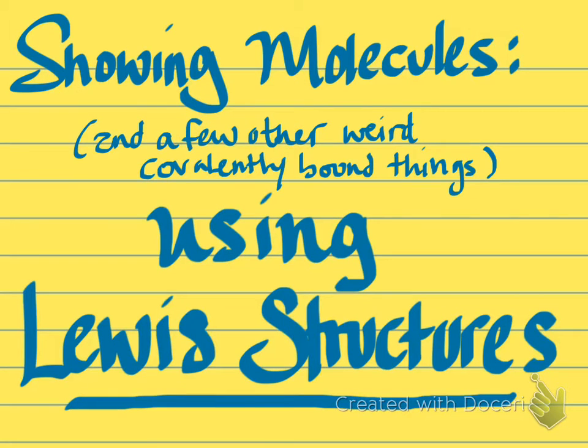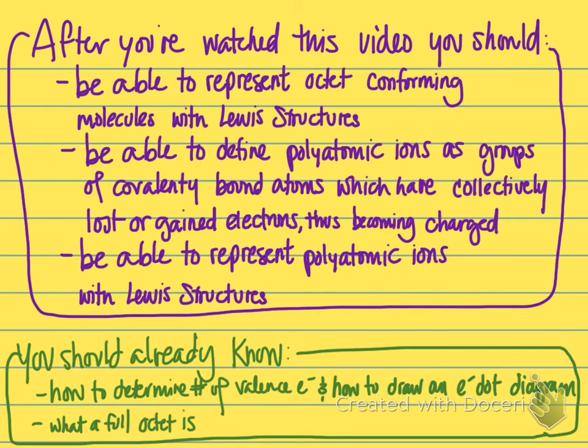Hi, this is Moser with a quick tutorial on showing molecules, as well as a few other weird covalently bound things, using Lewis structures. After you've watched this video, you should be able to represent octet-conforming molecules using a Lewis structure. You should be able to identify a polyatomic ion as a group of covalently bound atoms which have collectively lost or gained electrons, becoming charged, and you should also be able to represent those polyatomic ions with a Lewis structure.